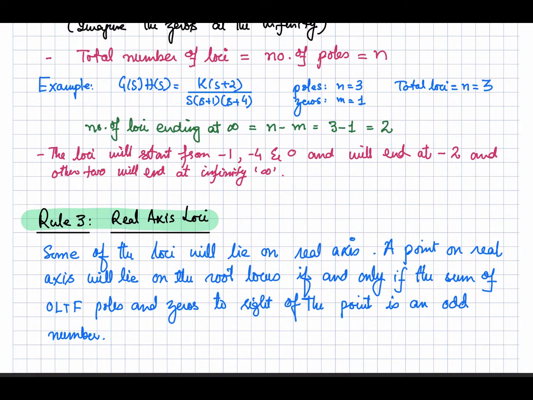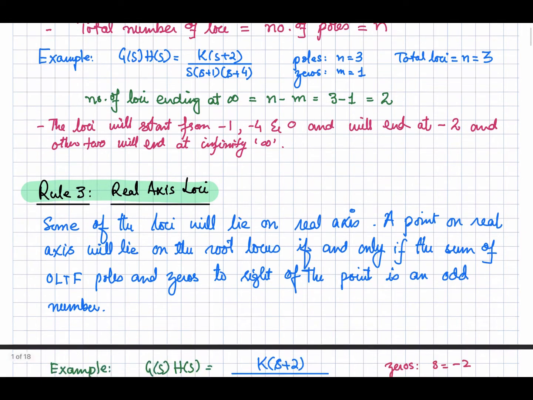So in this we have 3 poles: pole at 0, pole at minus 1, pole at minus 4, and we have 1 zero at minus 2. So one pole out of these 3 will move toward that zero, and the other 2 poles will move towards infinity, considering that their zeros are sitting at infinity.